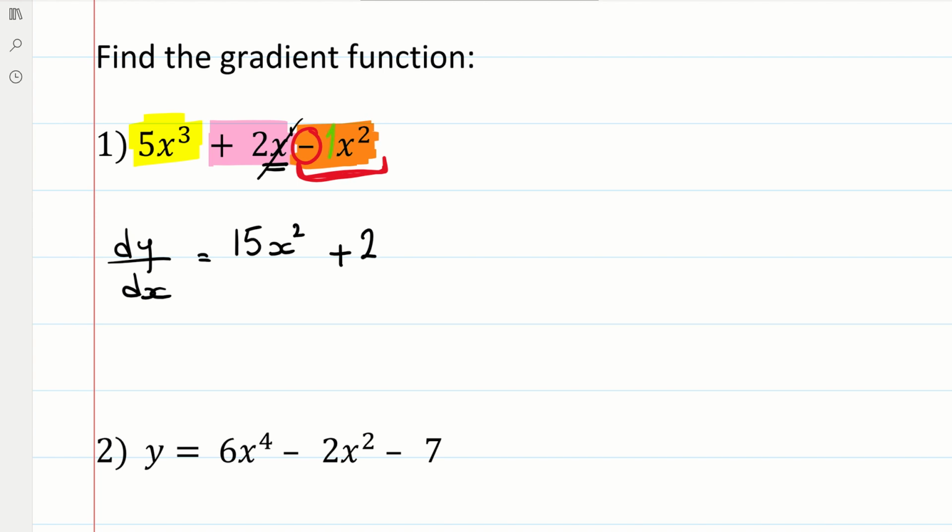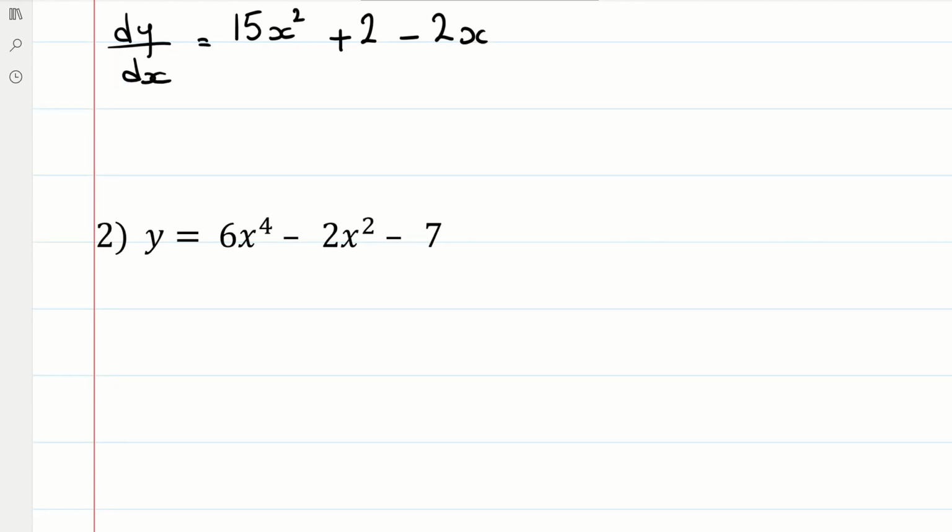There is, of course, an invisible one here. 2 times negative 1 is negative 2x, x to the power of 1. Again, we don't differentiate the y, we're differentiating y in terms of x. 6 times 4 is 24x cubed. 2 times negative 2 is negative 4x, and minus 7 is the y-intercept.